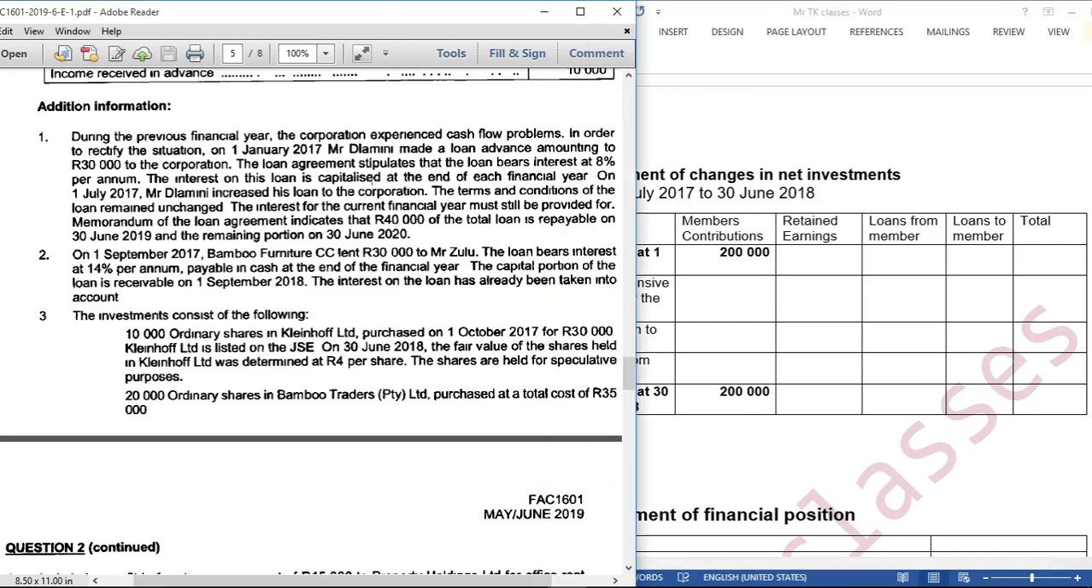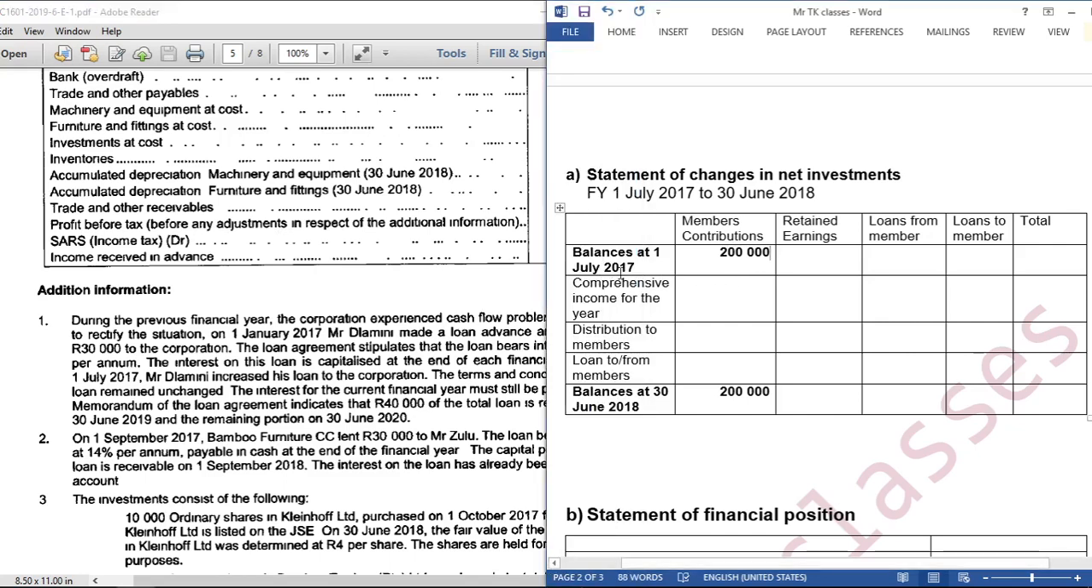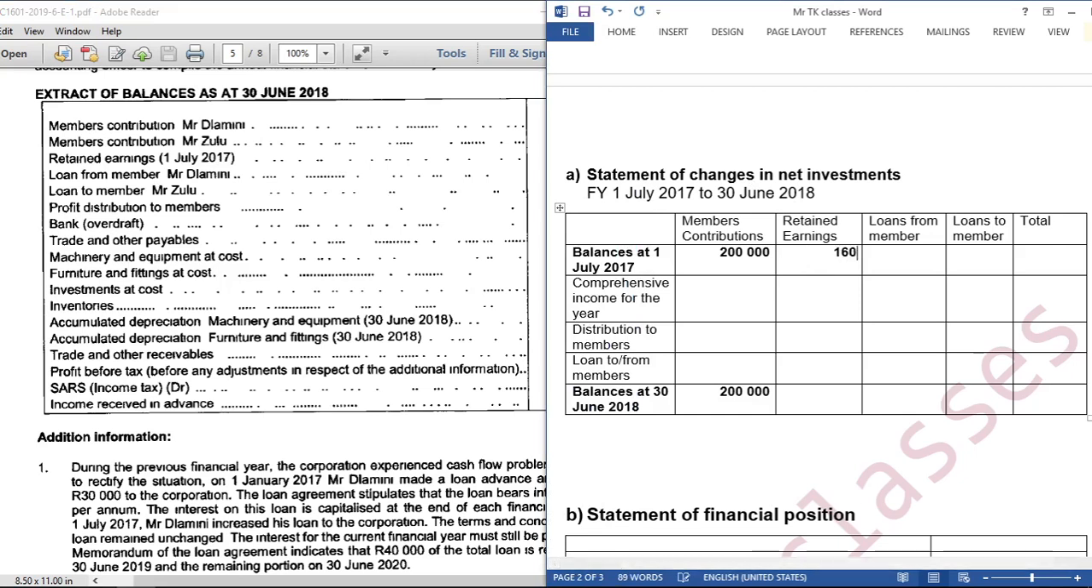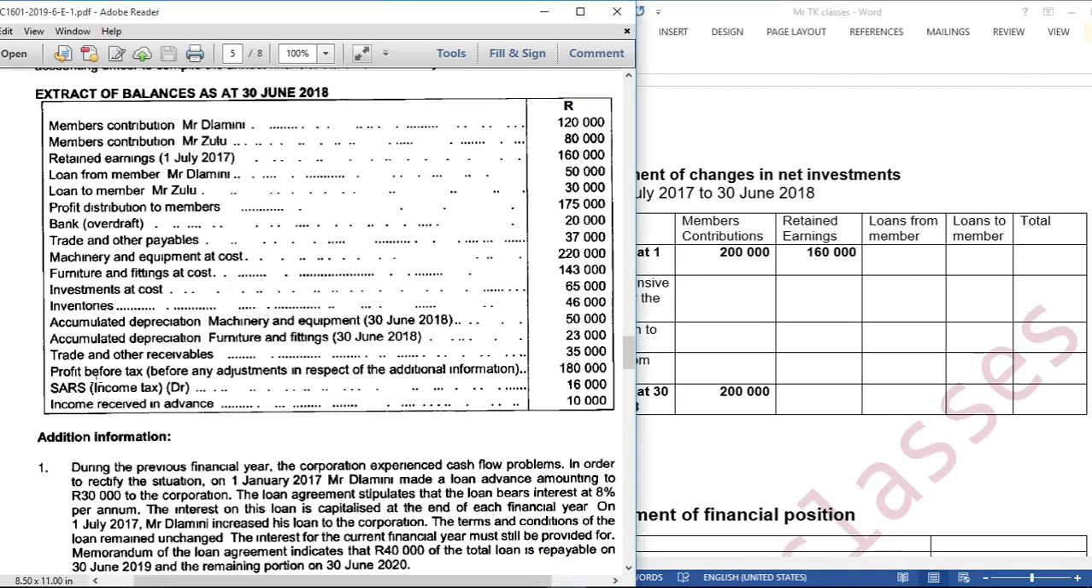All right. So we move on to our retained earnings. We need our balance at 1 July 2017. So we are going to say retained earnings 1 July 2017, 160,000. All right, then we want our comprehensive income for the year. We can see that we have profit before tax, before any adjustments in respect to additional information. So it means we need to adjust this 180,000. So for now, let us just leave our retained earnings and do the other ones. They look easier, then we will do our retained earnings as the last one.